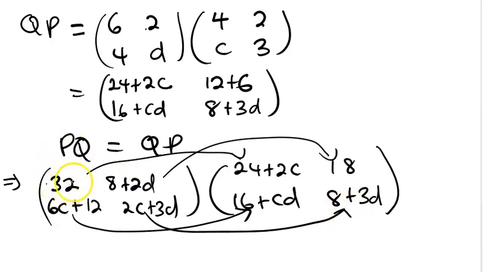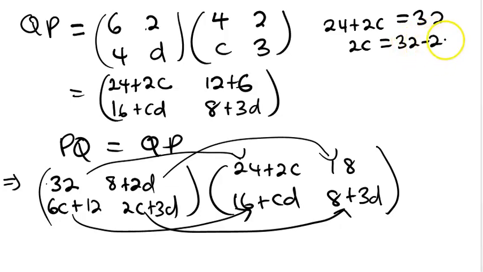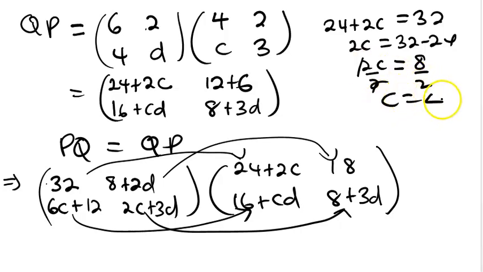So if we are equating this, we have 24 plus 2C equal to 32. So 2C is 32 minus 24, which is 8. Divide both sides by 2, then we have C to be 4. It's left with the D.